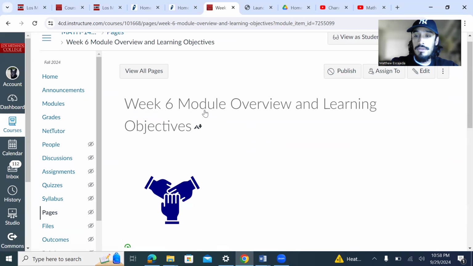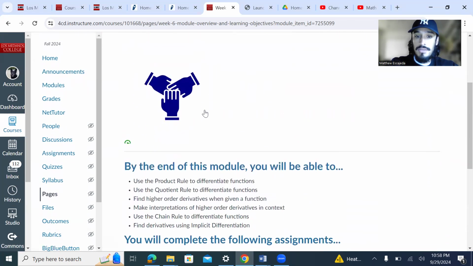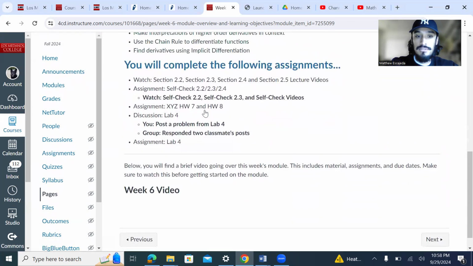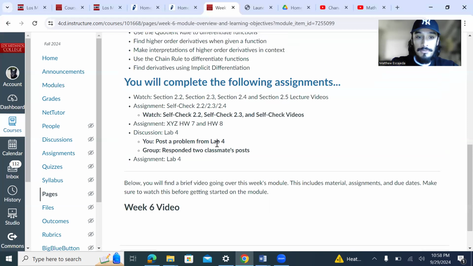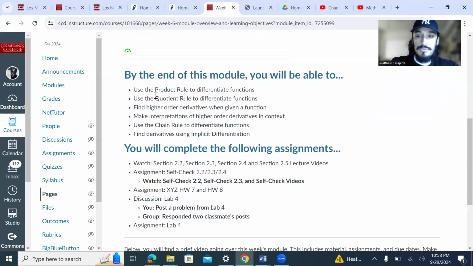So if you're watching this video, that means you went through this page and you were able to see this week 6 module video. So here are the learning objectives for this week. It'll be using a product rule, quotient rule, higher order derivatives when given a function, interpret higher order derivatives in context, chain rule, and implicit differentiation.